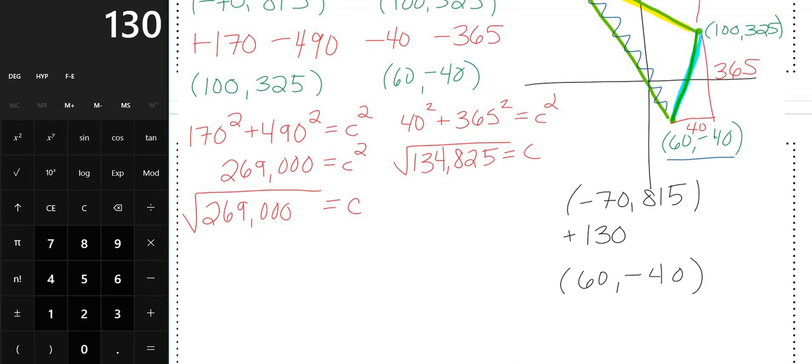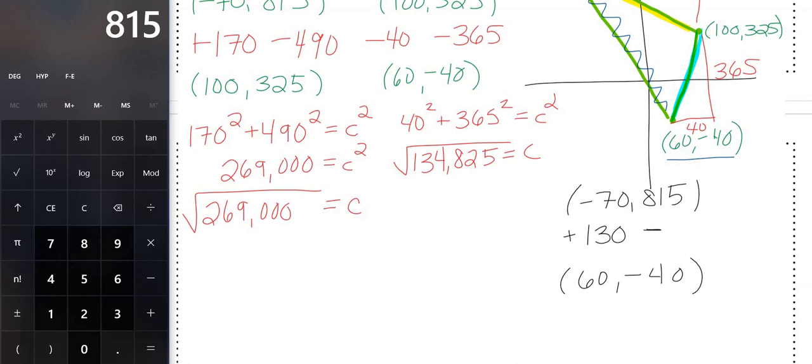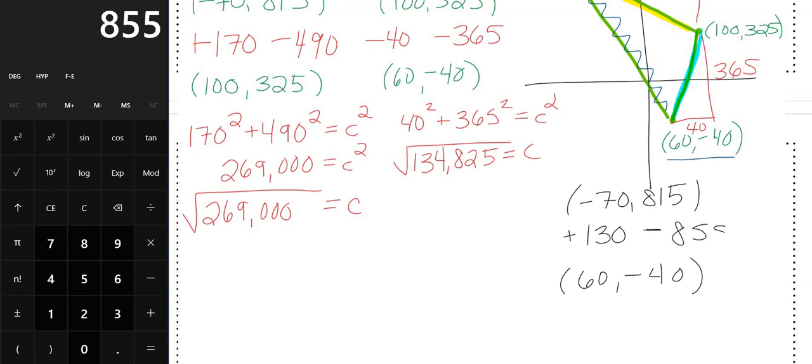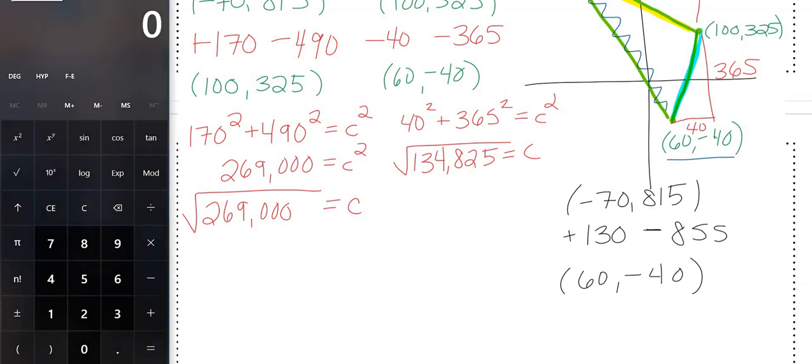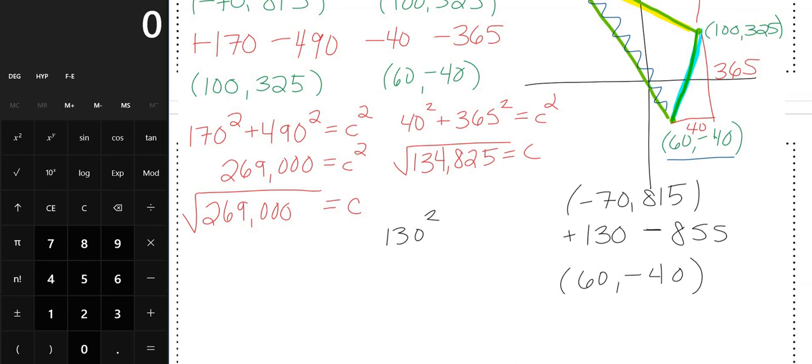Let's do the same thing for the other set. 815 down to negative 40. Well, you know you're subtracting. And since one's positive, one's negative, the quick and dirty way of doing this is by adding together the 815 and the 40, ignoring the negative. So 815 plus 40 equals. So it's going to be 855 that you're decreasing by. Let's use those two amounts, 130 and 855, to find our C. So we're going to do 130 squared plus 855 squared equals C squared.